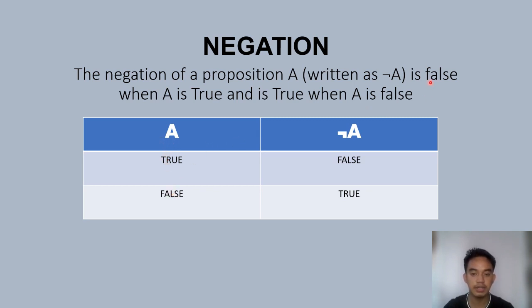As we can remember, the negation is false when A is true and is true when A is false. As you can see, if A is true, then it negates into false. When A is false, it negates into true. In other terms, it negates the value of the proposition into its opposite value.